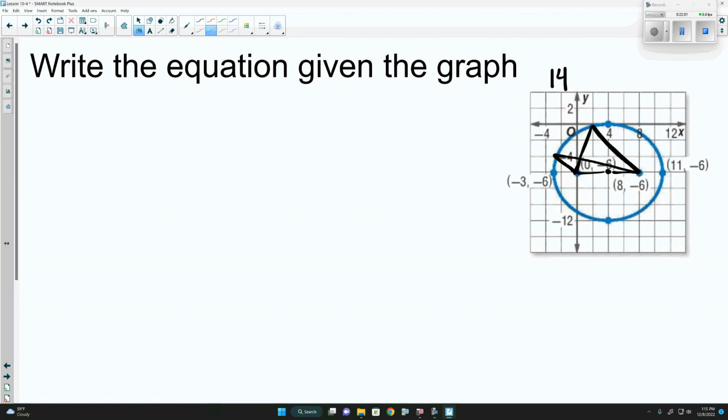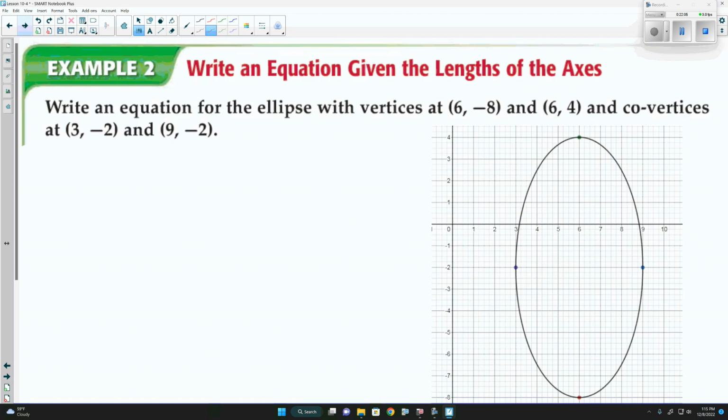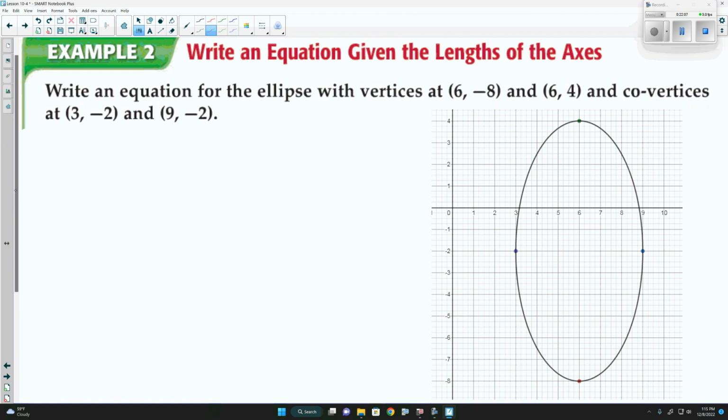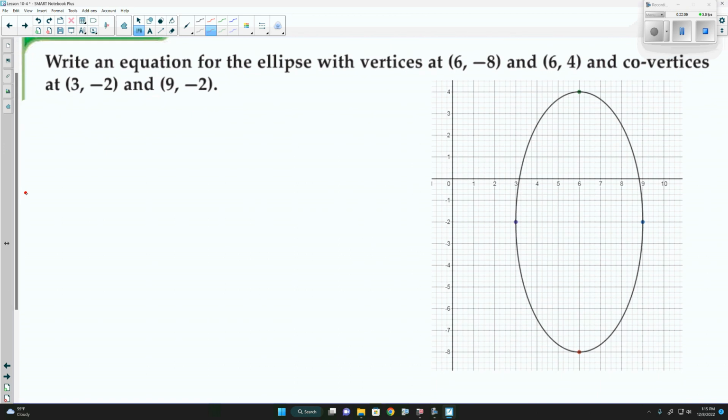So you just put a stake in the ground, your set length, and then draw a circle. Let's look at this here. This one here is actually easier if we have the vertices and co-vertices. Now our starting equation, we can put most of it down. (x minus h) squared plus (y minus k) squared is equal to 1.